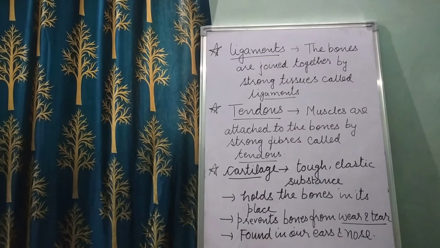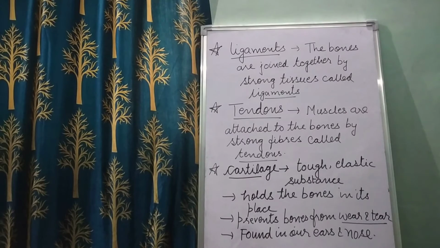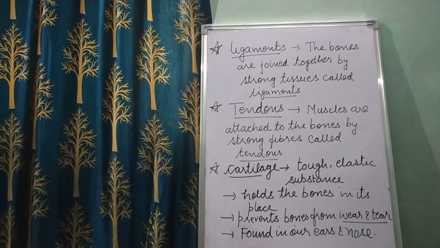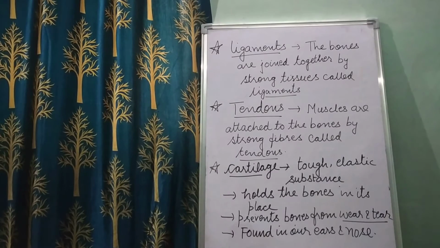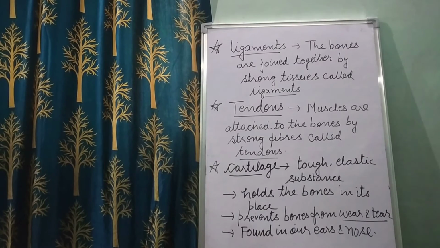Some organs, that are the nose and the ears, have cartilage. Okay, so cartilage is a tough elastic substance, and it holds the bones in place, and it also prevents the bone from wear and tear. Okay, now this cartilage is found in soft body parts like ears and nose.